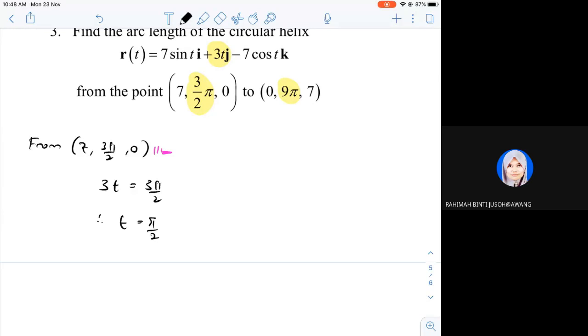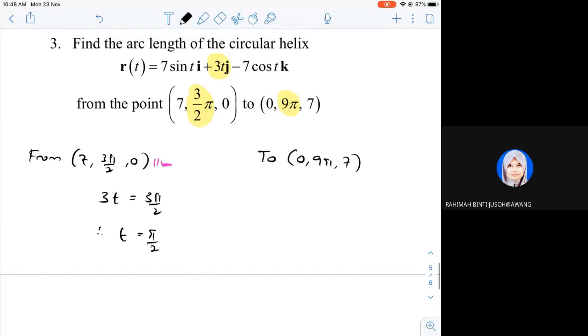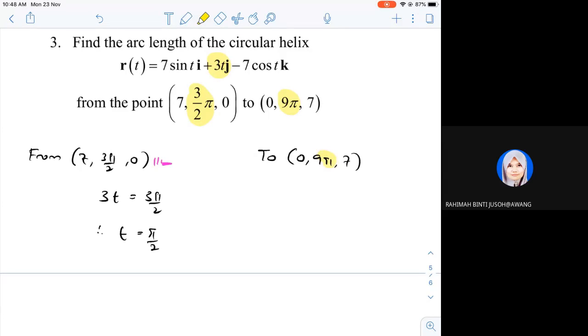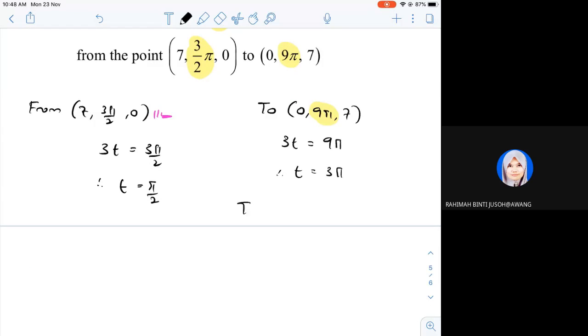And then to the point of 0, 9 pi, 7. We look at the j component. In the vector function, we have 3t equals 9 pi. So t is equivalent to 9 pi divided by 3, which is 3 pi. Therefore the interval of t is from pi over 2 until 3 pi. This is how we find the values of a and b.